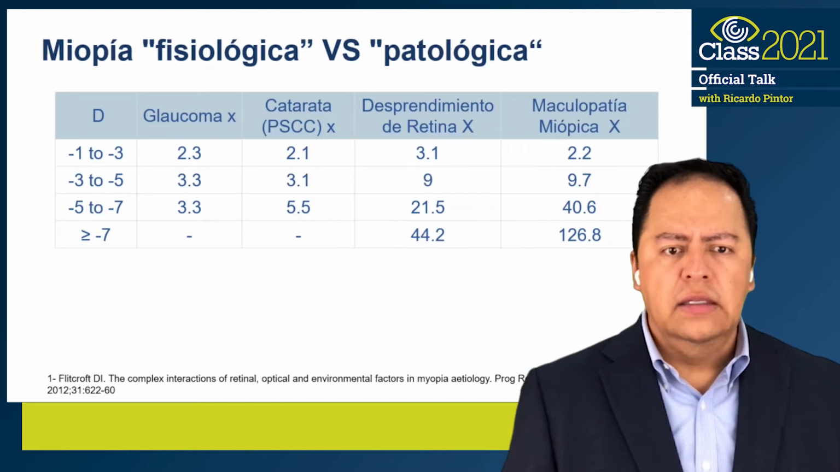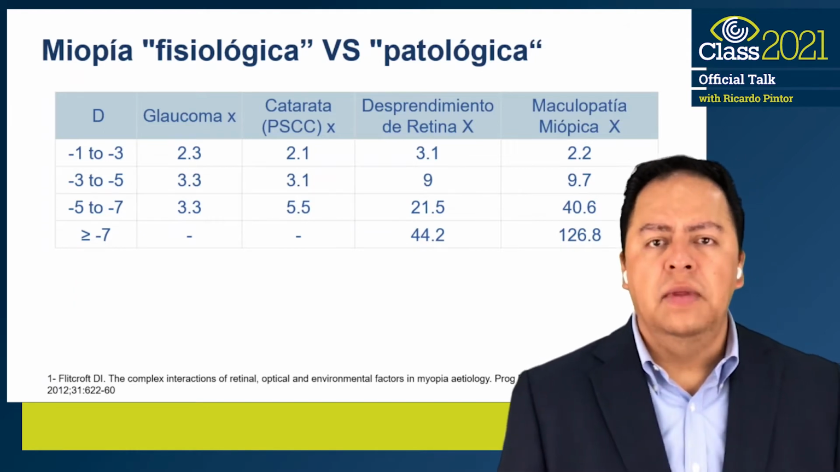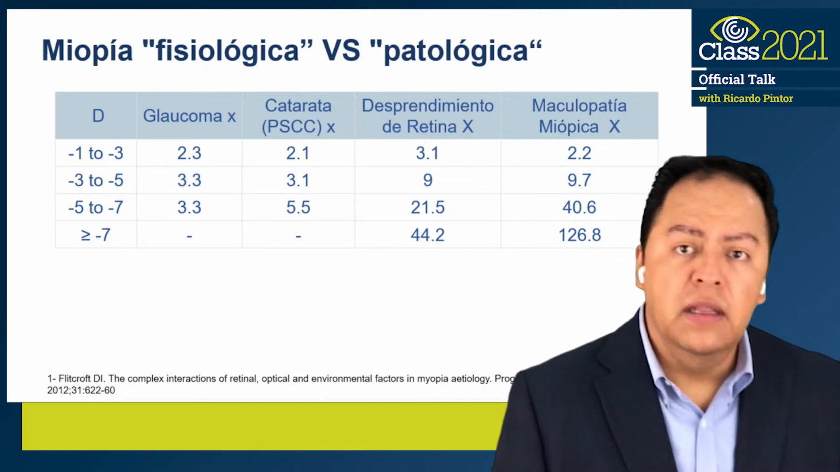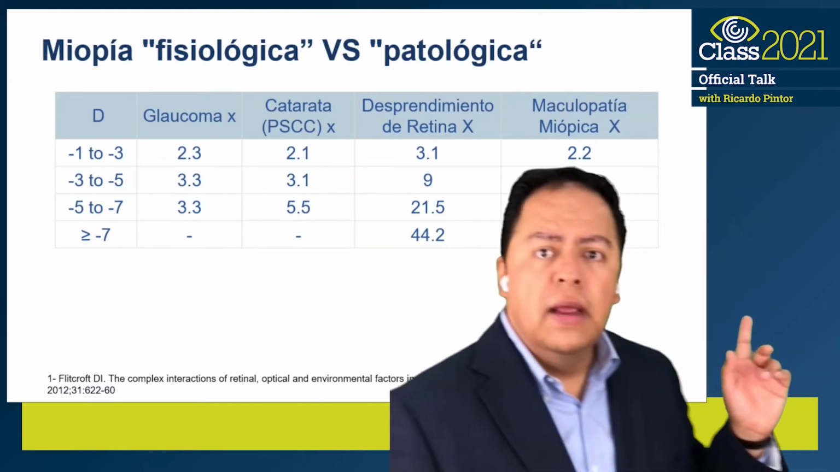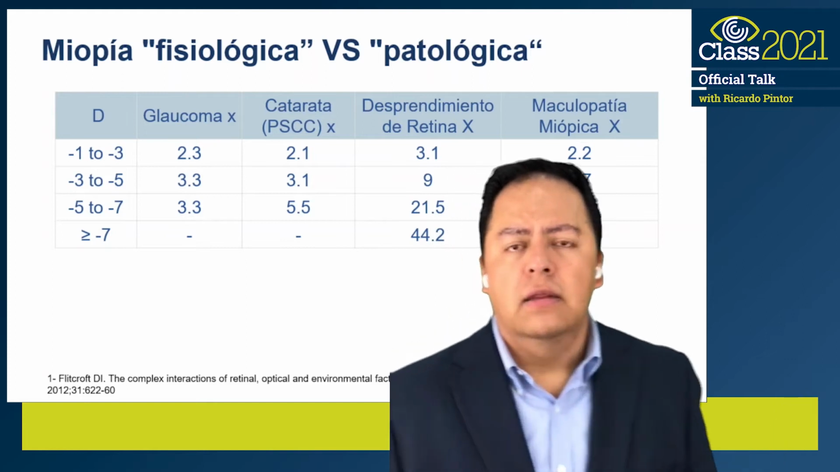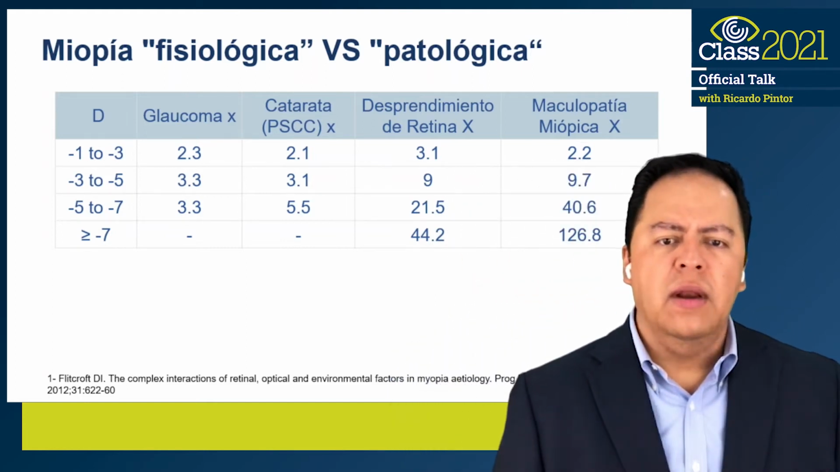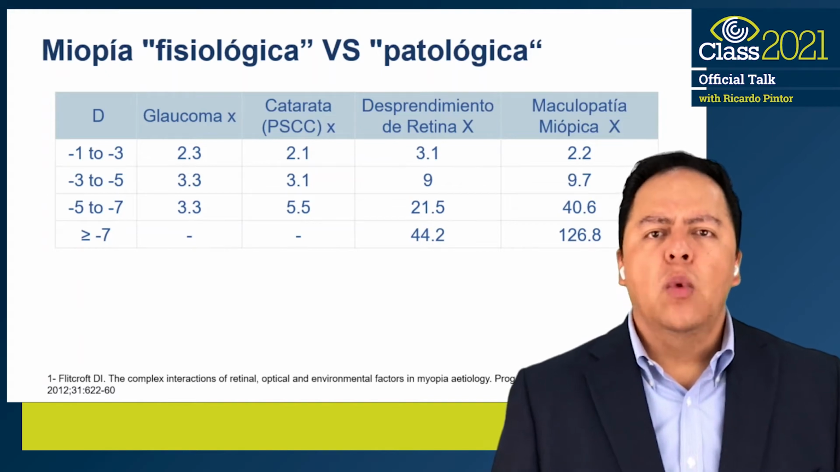If we look at the growth, for example, from about 5 to 7 diopters, it is 3 times, 5 times for the cataract, and for retinal detachment, as you can see, it's about 21 times more. So that is very, very worrying: the myopic maculopathy is up 40 times.